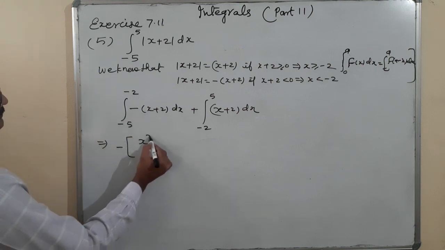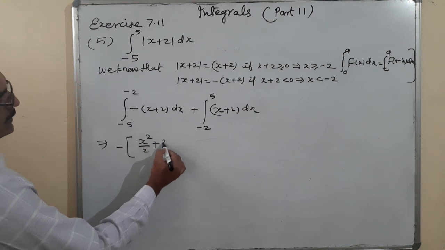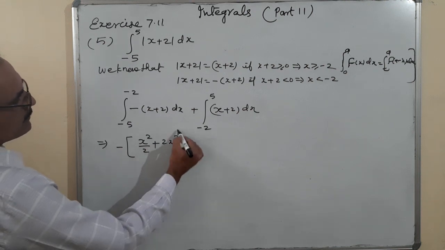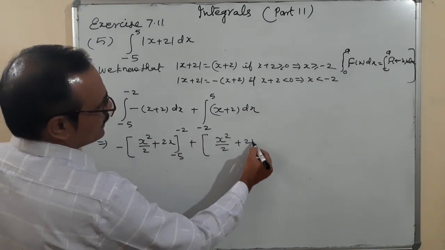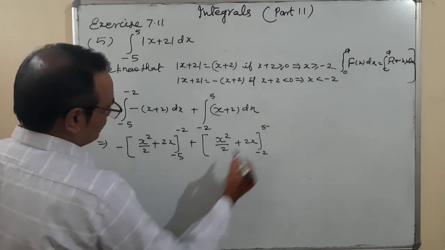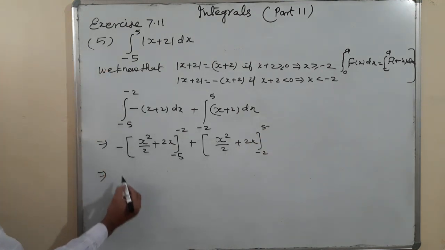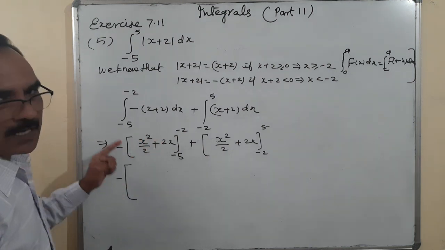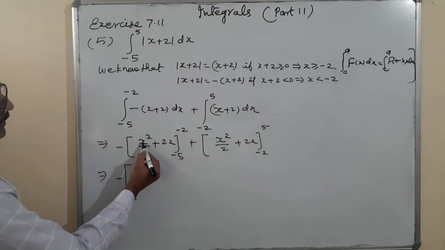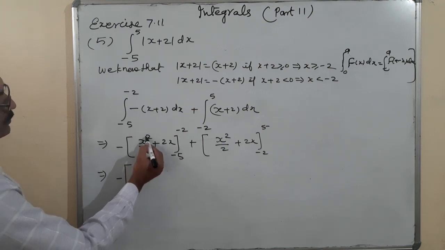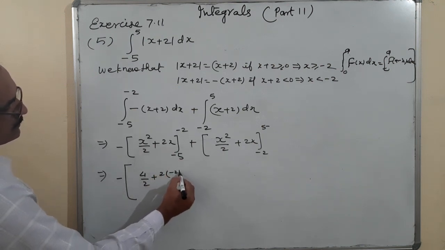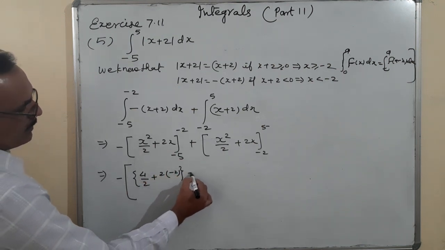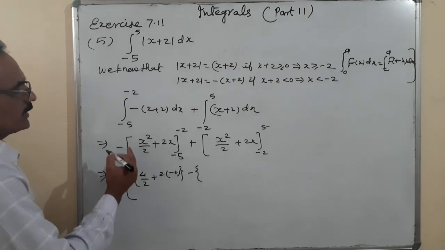After that, the minus sign is out. Integration of this term, x square upon 2 plus 2x, limit minus 5 to minus 2, plus integration same, x square upon 2 plus 2x, limit minus 2 to 5. Now substitute the limit. The minus sign remains outside. Now I am putting here minus 2 in place of x, so 2 to the 4 upon 2 plus 2 into minus 2. Okay, minus. Now I'll put the lower limit, minus 5.